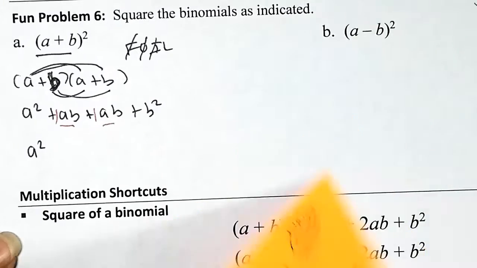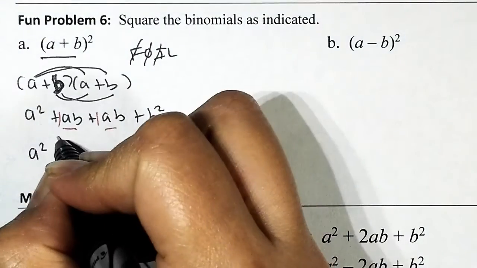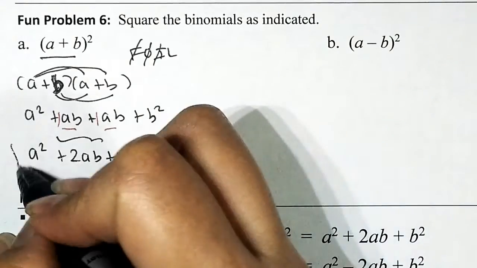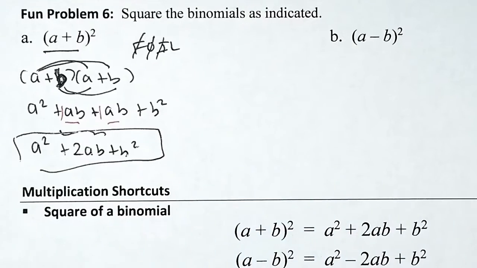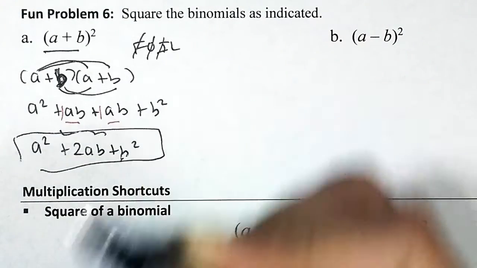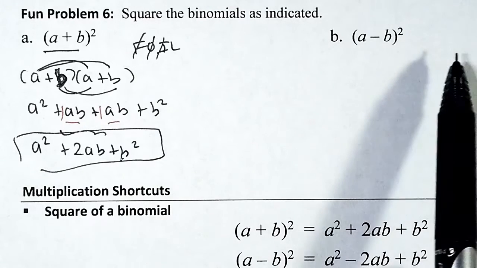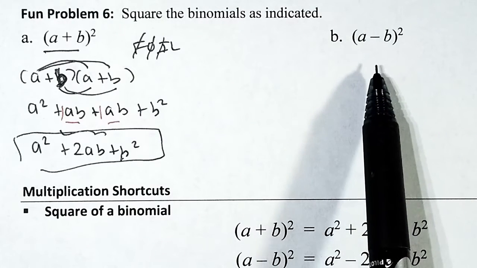Okay, square of a plus b is actually a squared plus 2ab plus b squared. Spoiler alert, this is going to be our multiplication shortcut. We're going to say if this is your question, then that's your answer. But let's look at the case when we're squaring a binomial of the form a minus b.